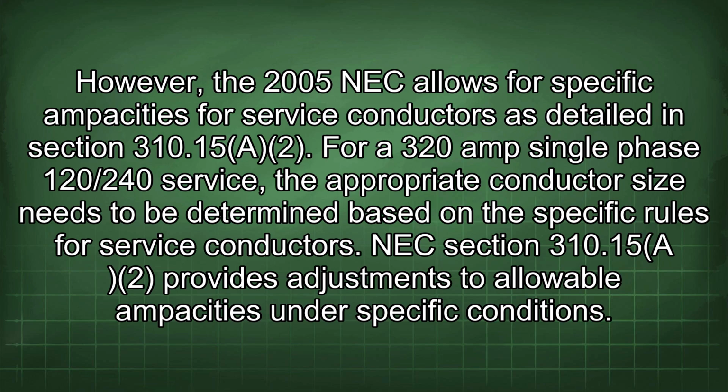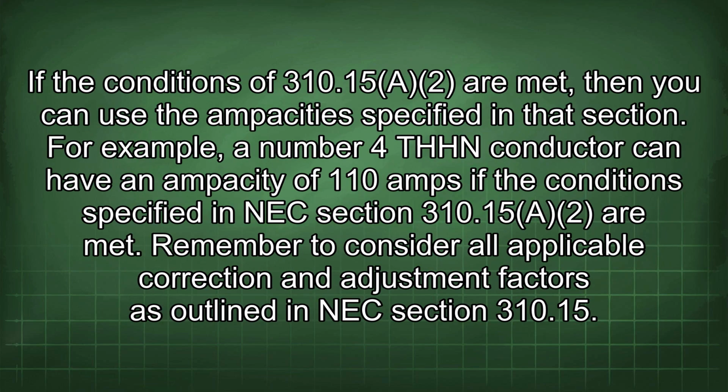For a 320 amp single-phase 120/240 service, the appropriate conductor size needs to be determined based on the specific rules for service conductors. NEC Section 310.15(B) provides adjustments to allowable ampacities under specific conditions. If the conditions of 310.15(B)(6) are met, then you can use the ampacities specified in that section. For example, a number 4 THHN conductor can have an ampacity of 110 amps if the conditions specified in NEC Section 310.15(B)(6) are met.